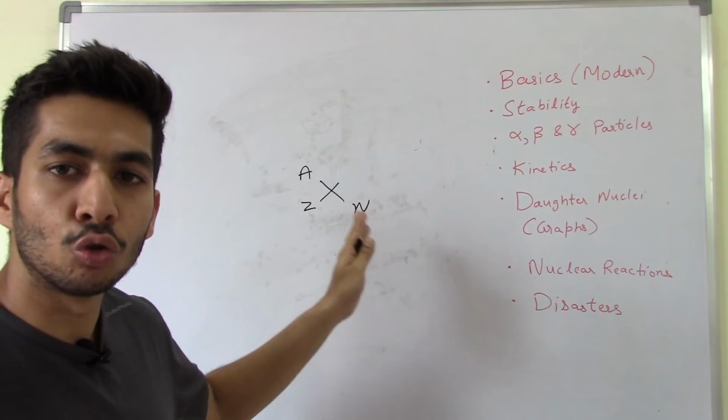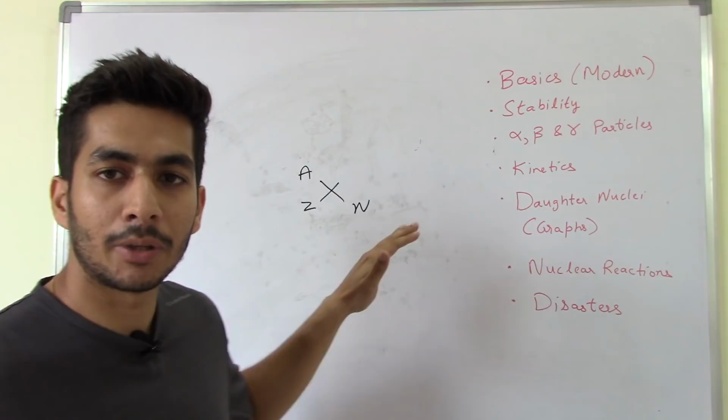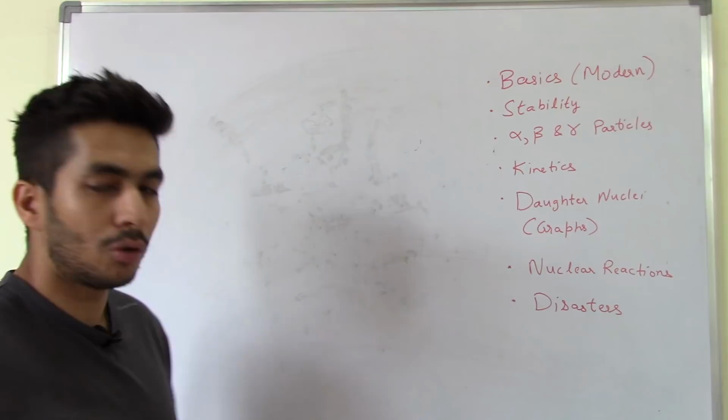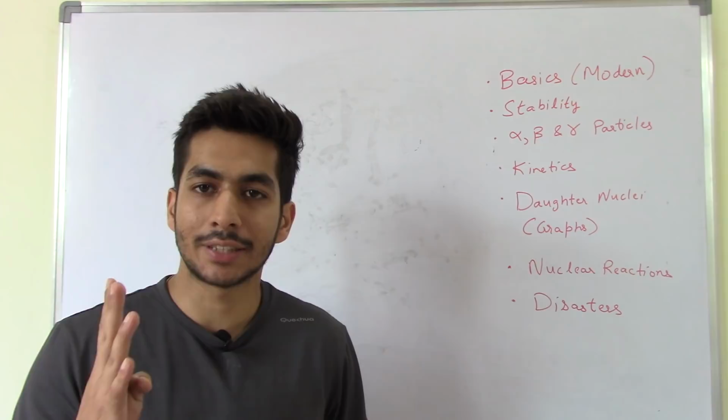Now why is this representation important? Because the next topic is actually going to be based on this particular concept, or on this particular symbolism. Now we'll talk about classification. How do you classify various kinds of nucleus, or what are the relationships between different nucleus? So there are four relationships you need to understand.